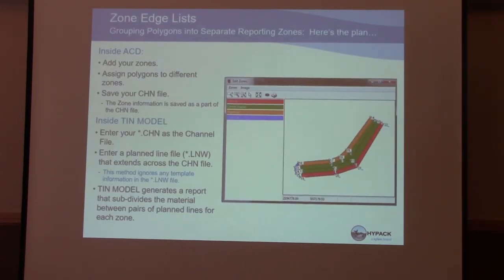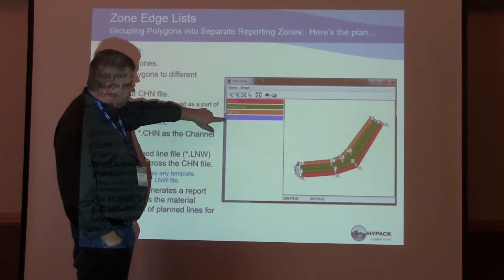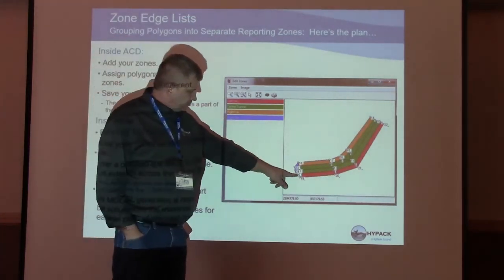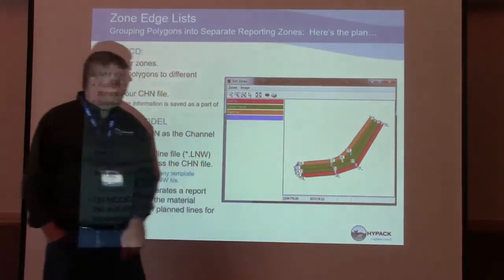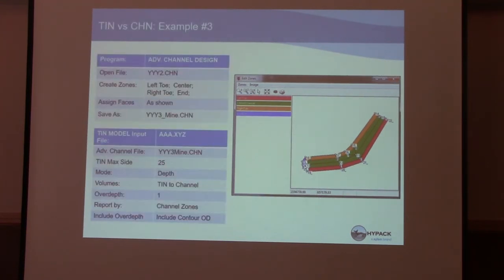Zone edge lists. So you can actually create zones. So in advanced channel design, we have left toe, center toe, right toe, and end zone. They created an end zone down here. So you click the faces you want and add them to a zone. When you do your volume, you're going to get, just like we did a volume in the border, a volume in the zone. Right?